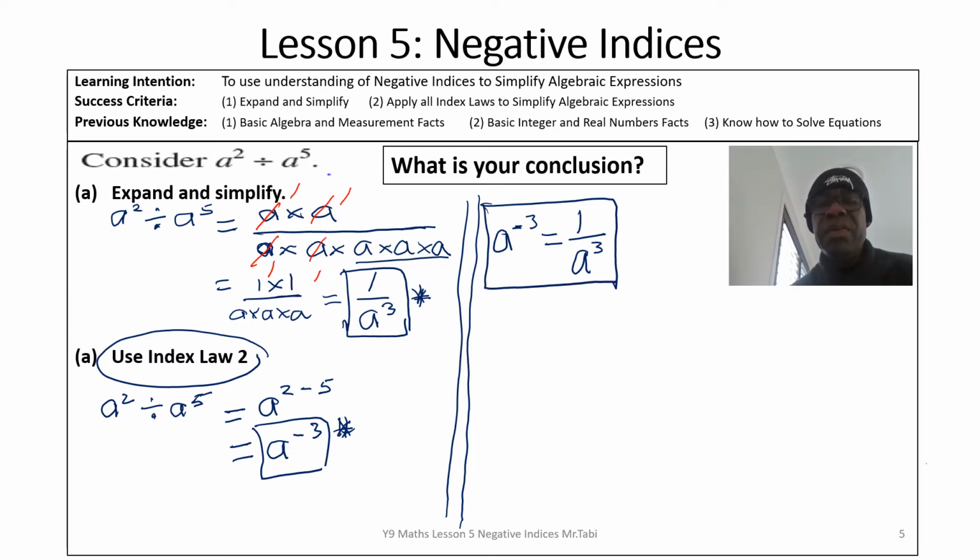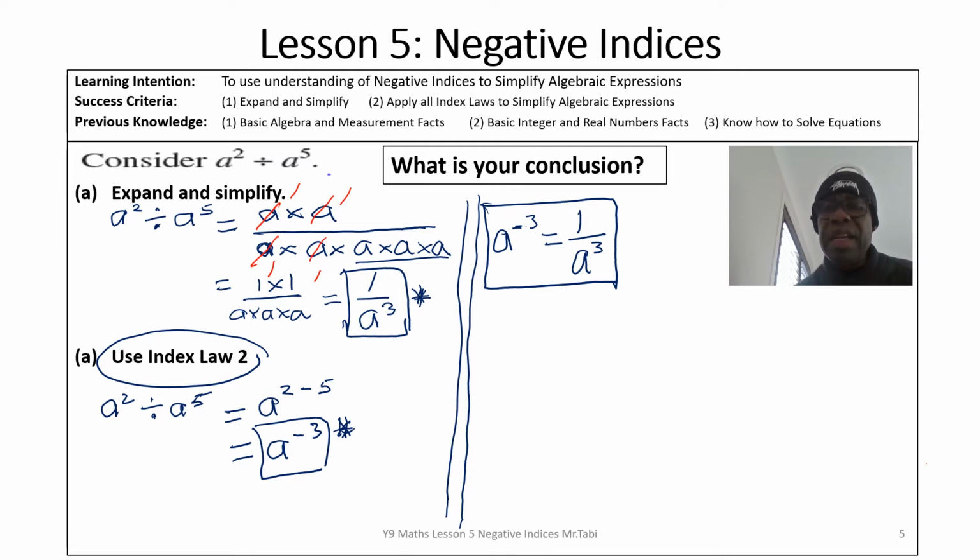I can conclude that a to the power minus 3 is the same as 1 over a to the power of 3. So that's the conclusion we reach here. And this is our negative indices law, that a to the power minus 3 is equal to 1 over a to the power of 3.